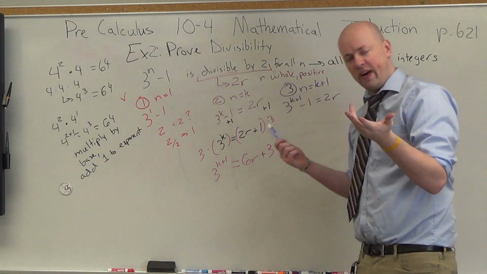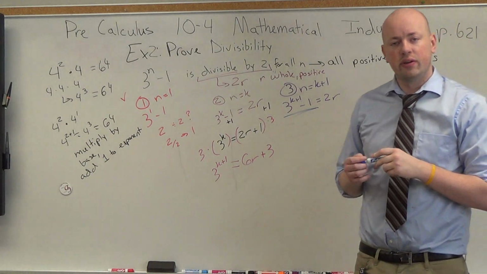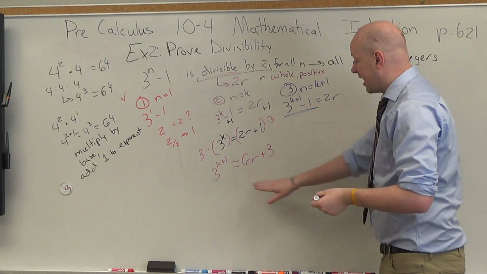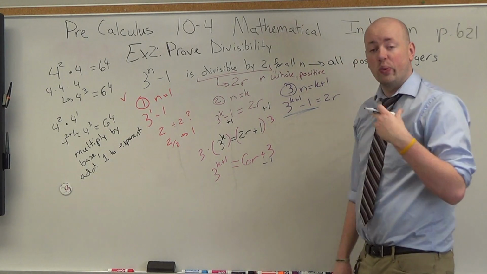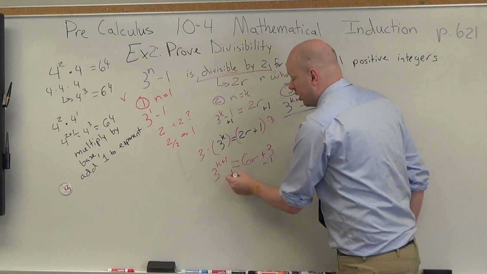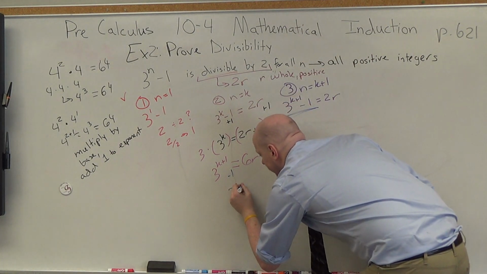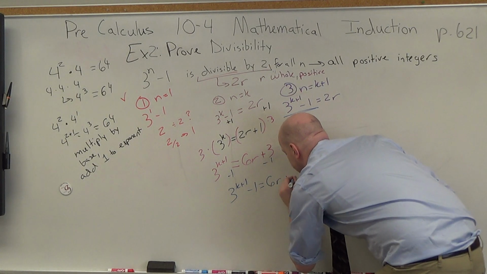Okay. My final question here is, did I just have 3 to the power of k plus 1 by itself? No, I had 3 to the power of k minus 1. So I need to get a minus 1 over here, so I can take 1 away from 3. I can subtract 1 from both sides, again the subtraction property of equality. So I get 3 to the power of k plus 1 minus 1 equals 6r plus 2.